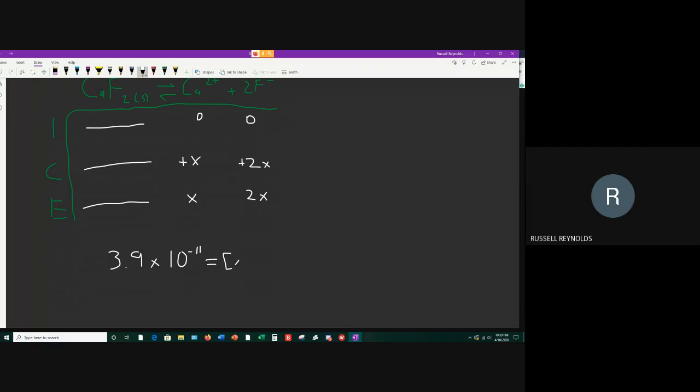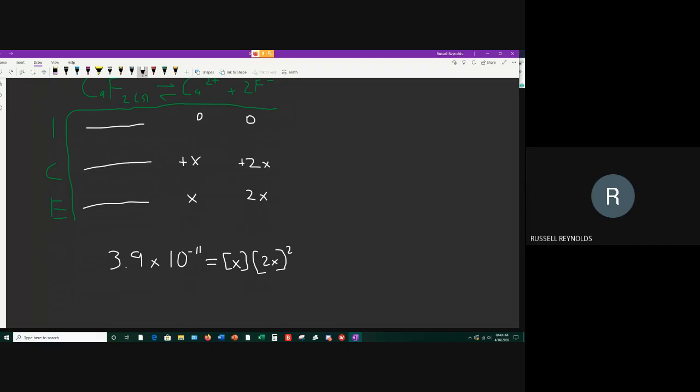So we'll have x times 2x. And remember, we're going to square this 2x because of this 2 up here. So remember, when there's a 2 as your coefficient, you're going to square that expression in the equilibrium expression. So that 2x gets squared. Okay? So what you want to do first is respect the order of operations. You'll want to square this before you multiply the x.